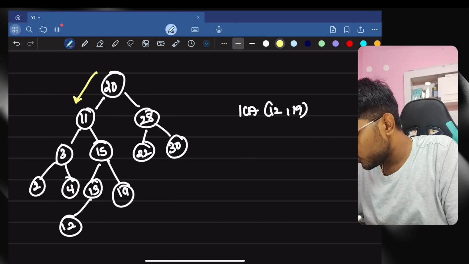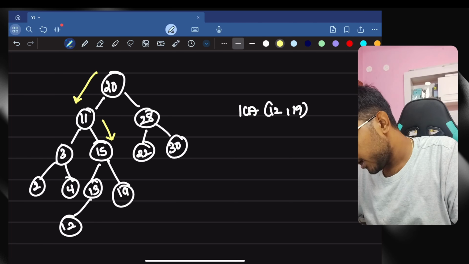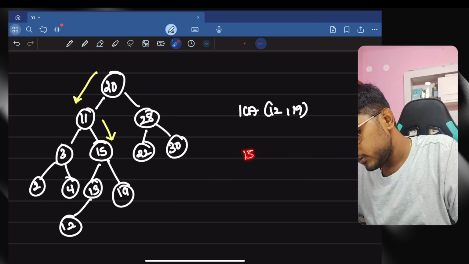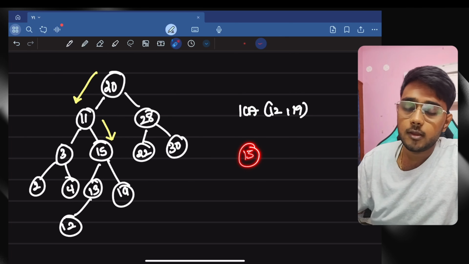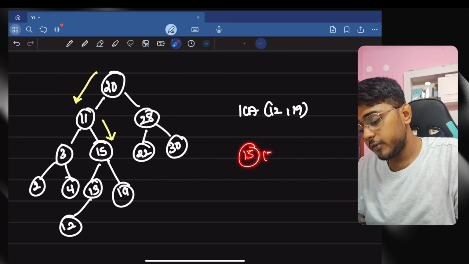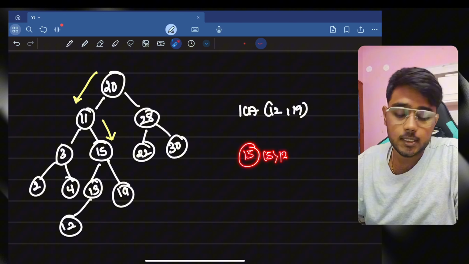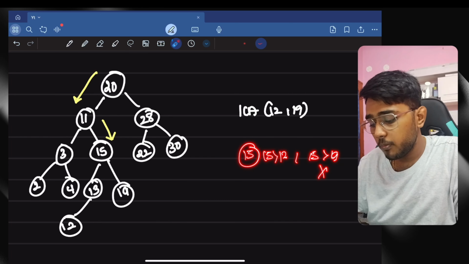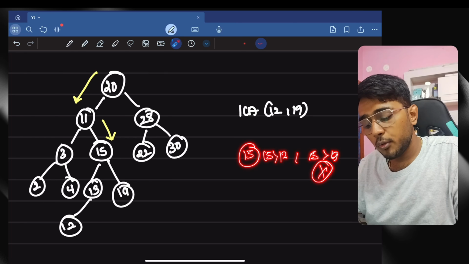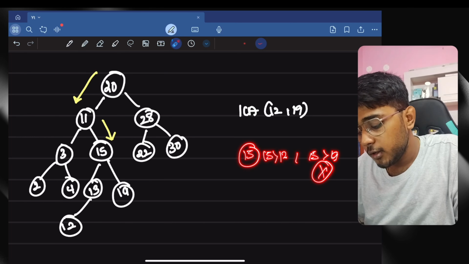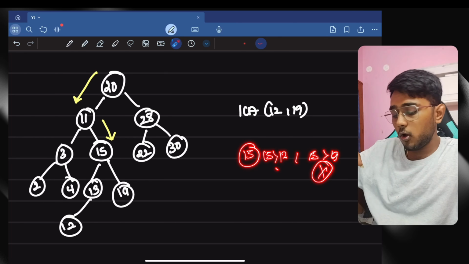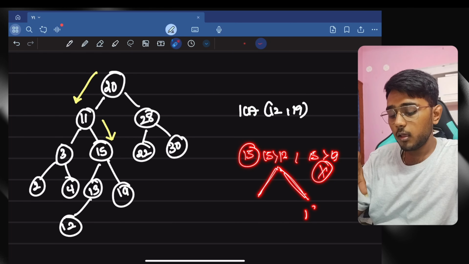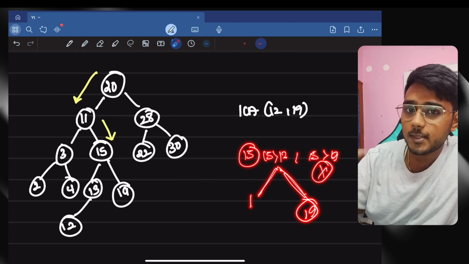So now let's move to the right side. I'm coming to the right. Now I'm at position 15. Now tell me, 15 is greater than 12? Yeah, it does. But is 15 greater than 19? No, it doesn't. It fails, which tells that 12 could be on the left side and 19 could be on the right side. This is the third base case, guys.